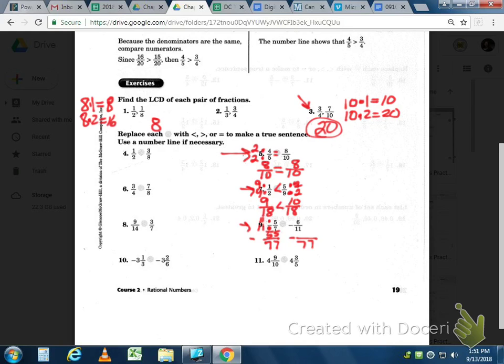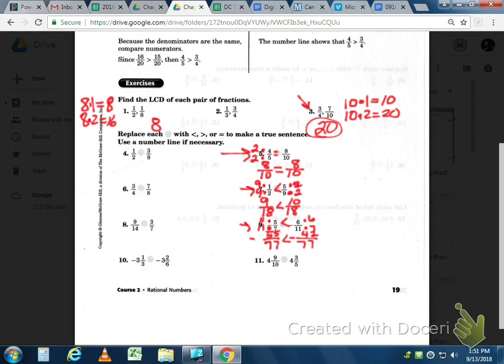And then on the other side, 11 times what is 77? 7. So 6 times 7 is 42. Now be careful, we're on the negative side, Mason. -55/77 compared to -42/77. Is -55 less than, greater than, or equal to? You're correct. Less than.